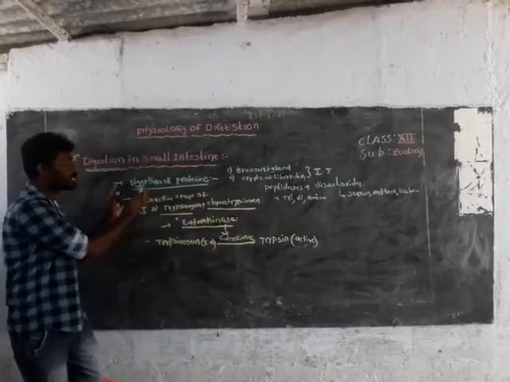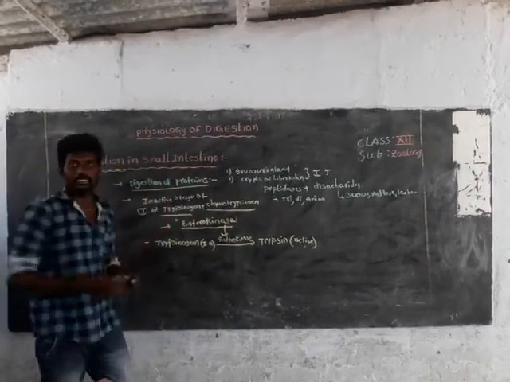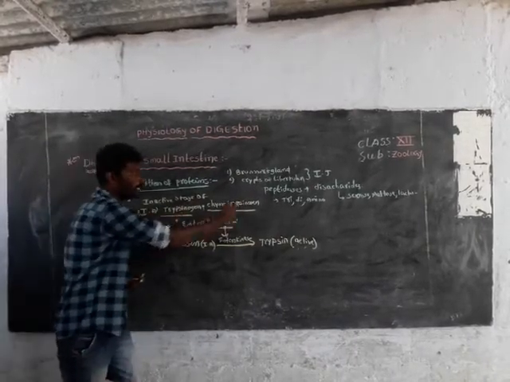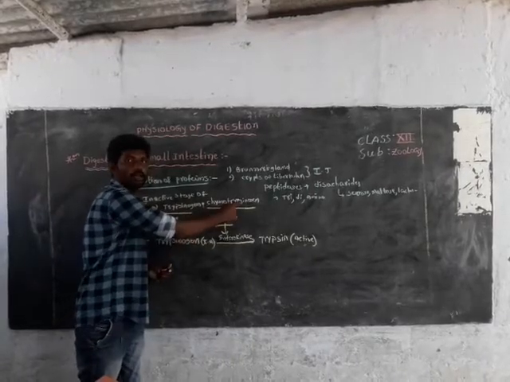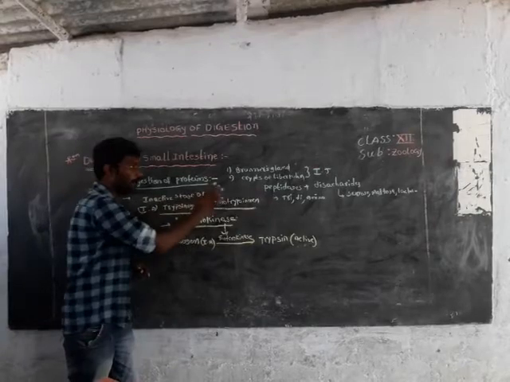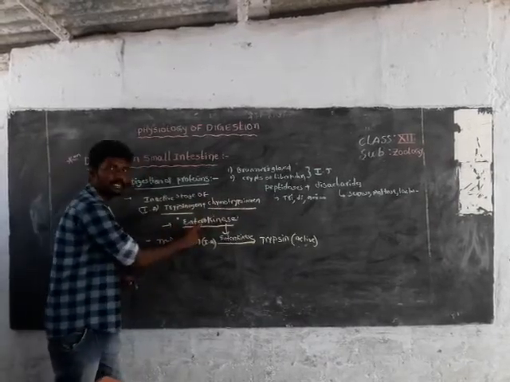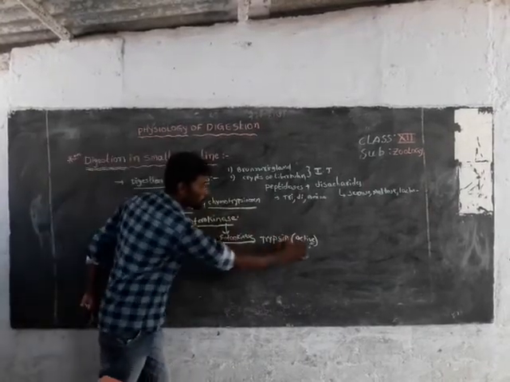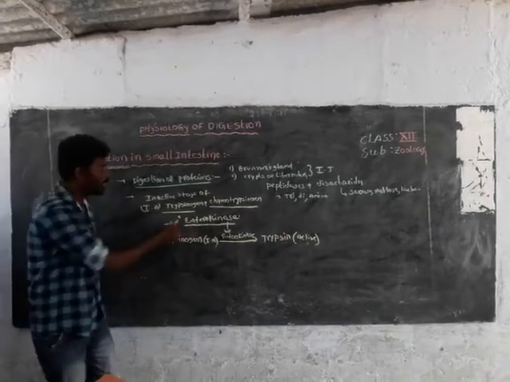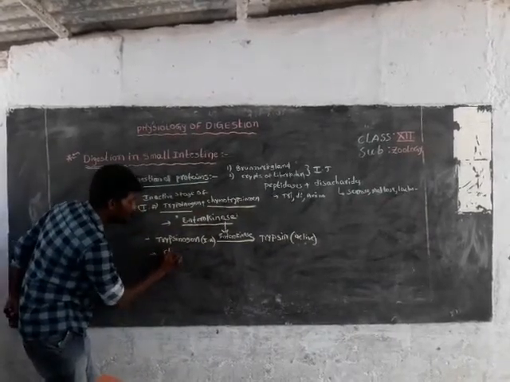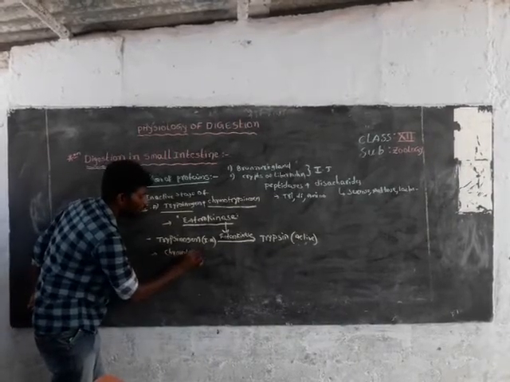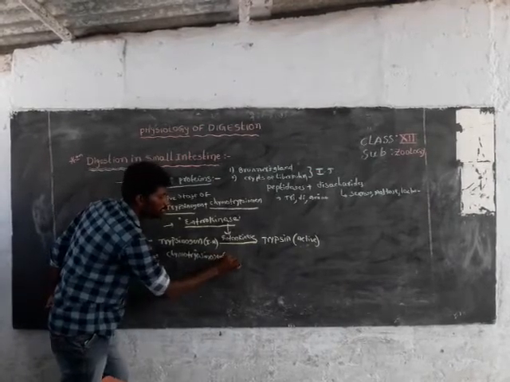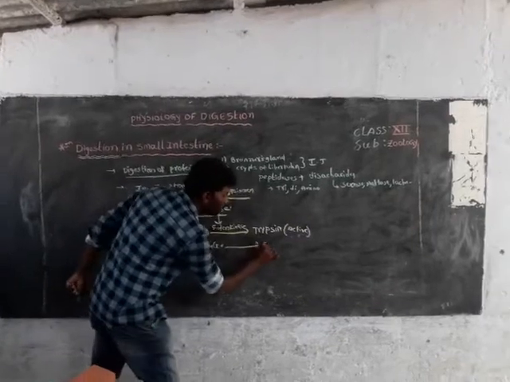So now, the topic is digestion of proteins in the small intestine. The small intestine contains the inactive trypsinogen and chymotrypsinogen. Both are activated by the enzyme enterokinase. Finally, the inactive trypsinogen is converted into the active trypsin. In the same way, the inactive chymotrypsinogen is also activated into chymotrypsin.